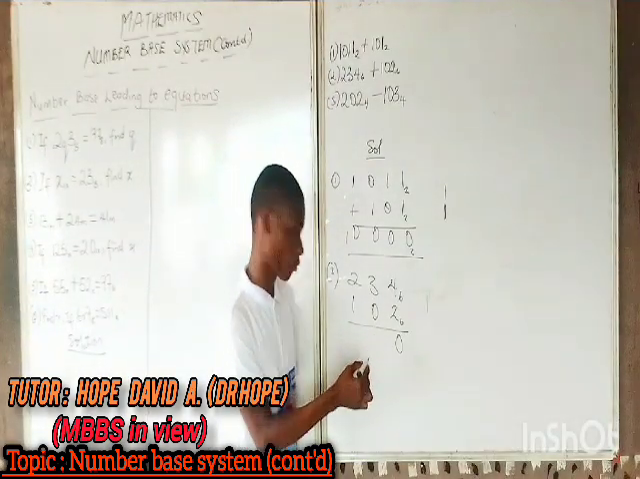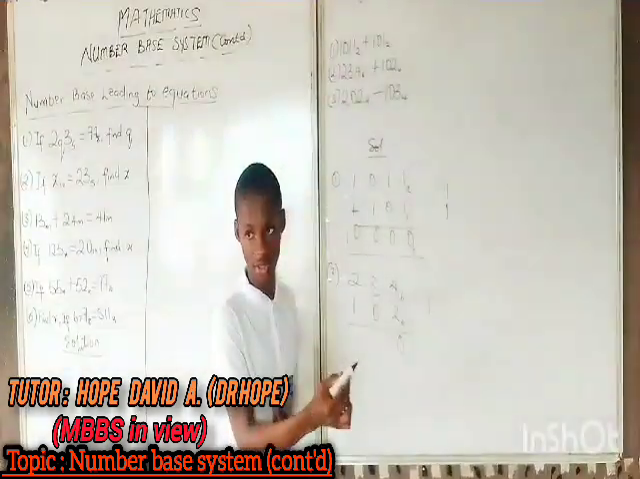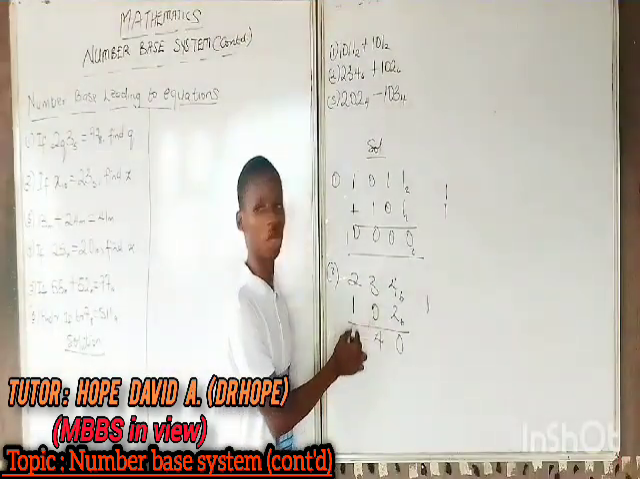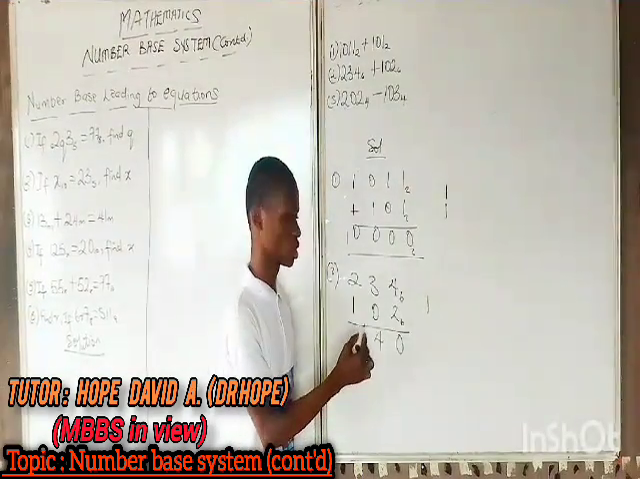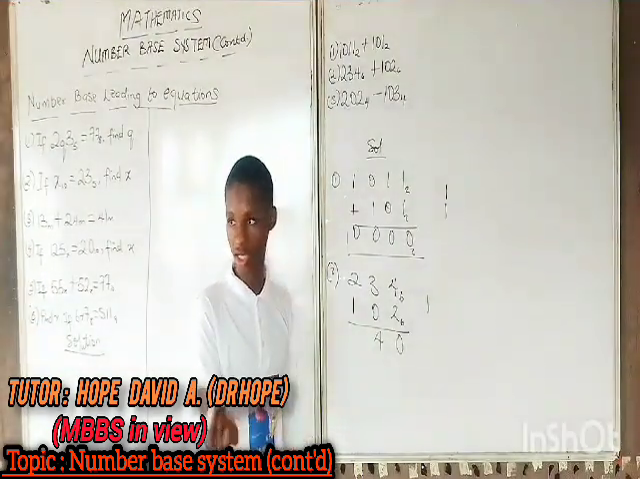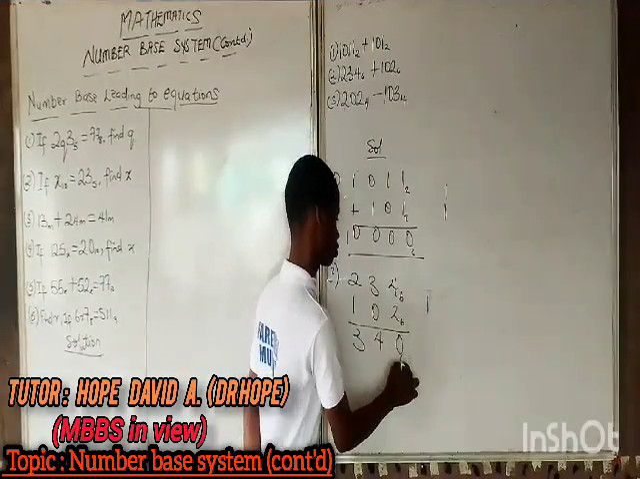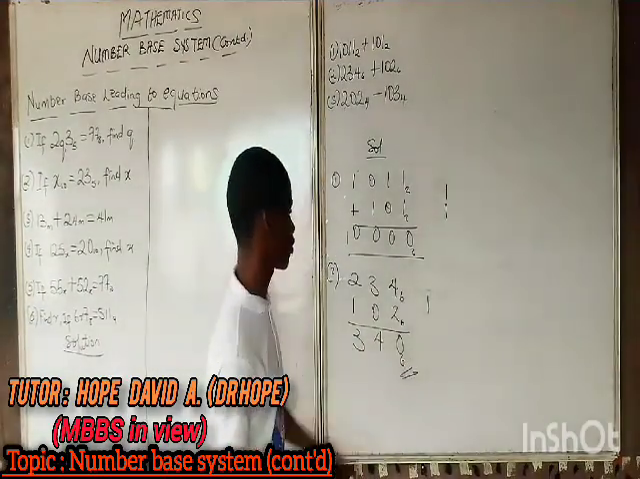Is 4 equal to or greater than 6? Less than, so you write it down. Then 2 plus 1 is 3. Is 3 less than, equal to or greater than 6? Less than, right? So we are going to have 3 base 6. So that's the answer for that.